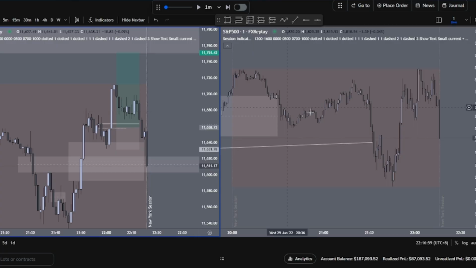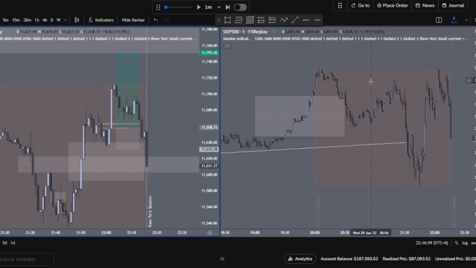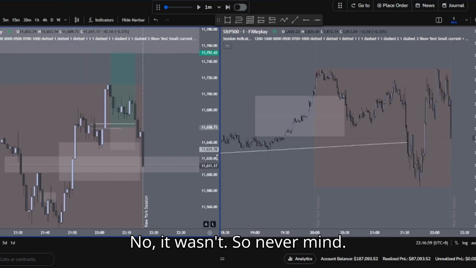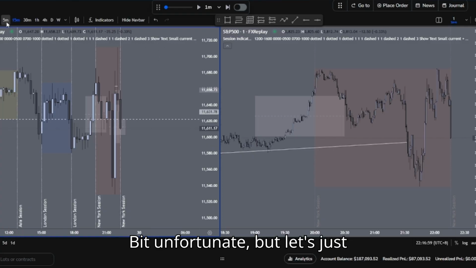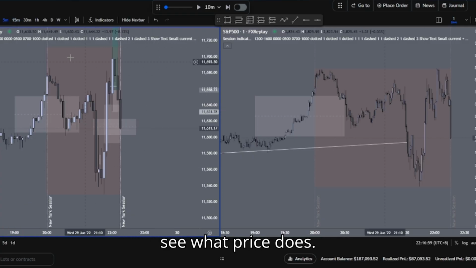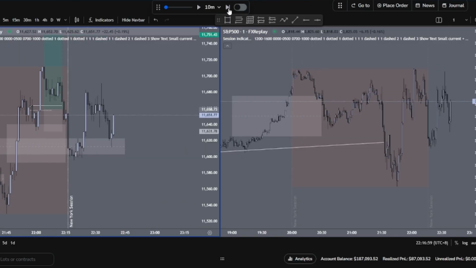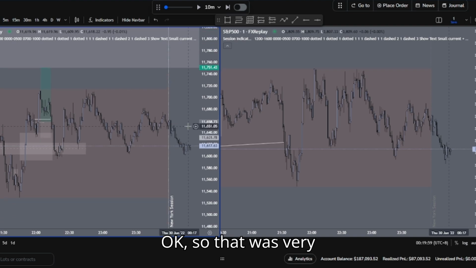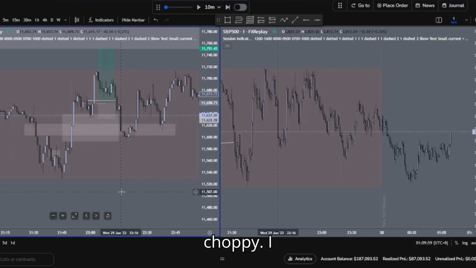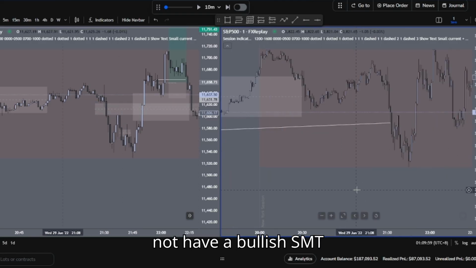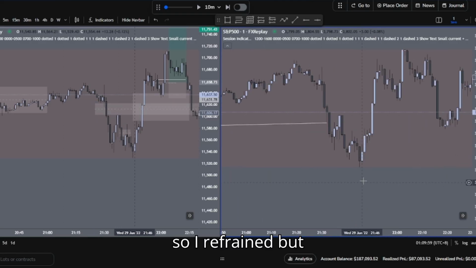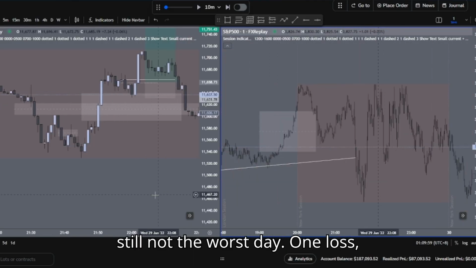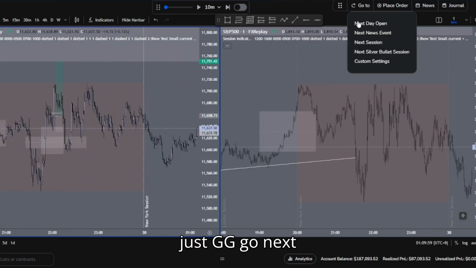Okay. Is that a bearish SMT? No, it wasn't. So never mind. Bit unfortunate, but let's just see what price does. Okay, so that was very choppy. I would have liked the long here, but we did not have a bullish SMT, so I refrained. But still not the worst day. One loss, just GG, go next.